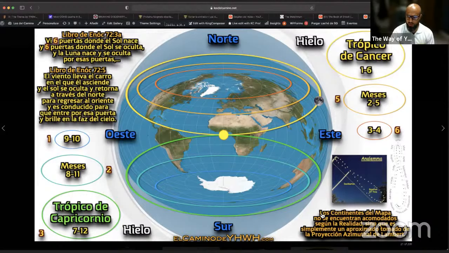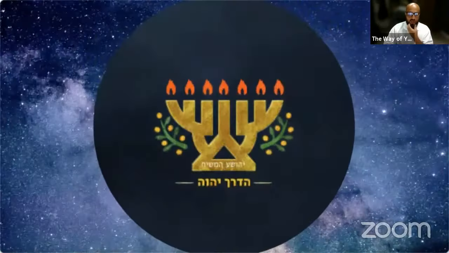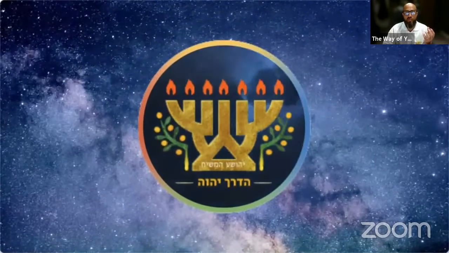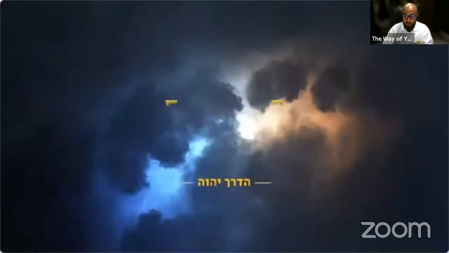And as it says here, the continents on the map are not found in order according to reality, but it is simply an approximation taking the projection called azimuthal of Lambert. Azimuthal, or might have a different pronunciation. Why would there be stars in the north and stars that we wouldn't see from where we are?